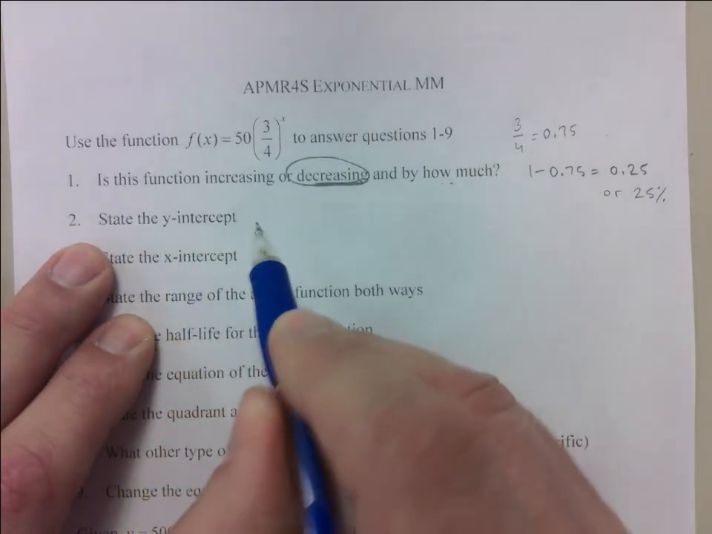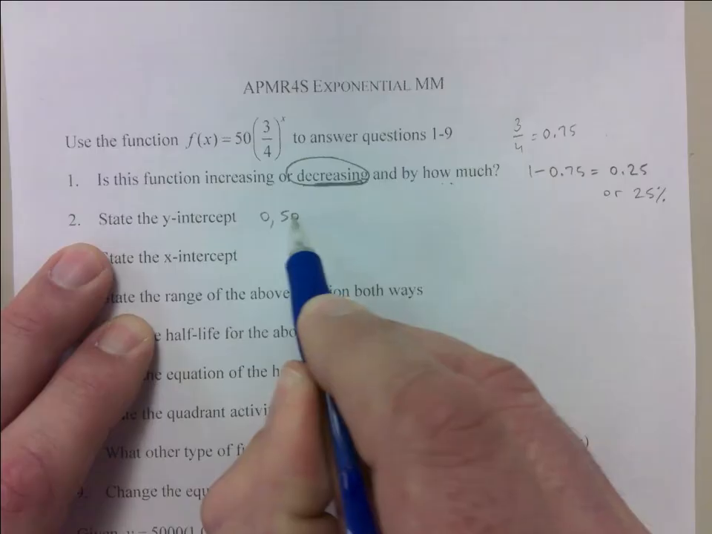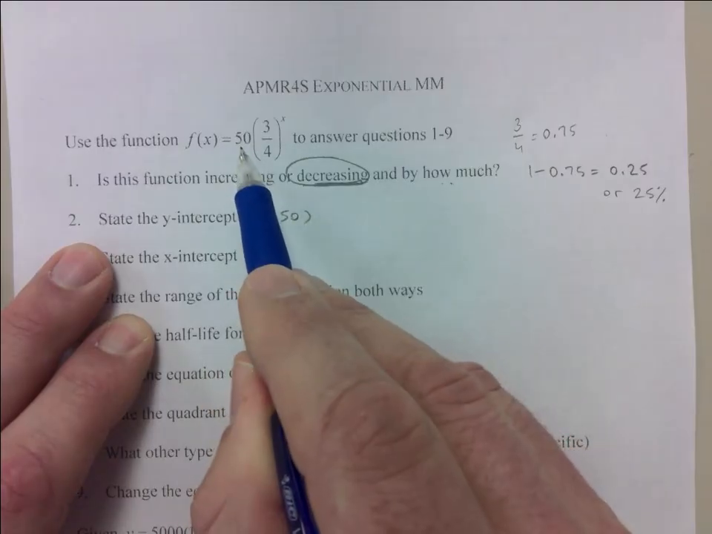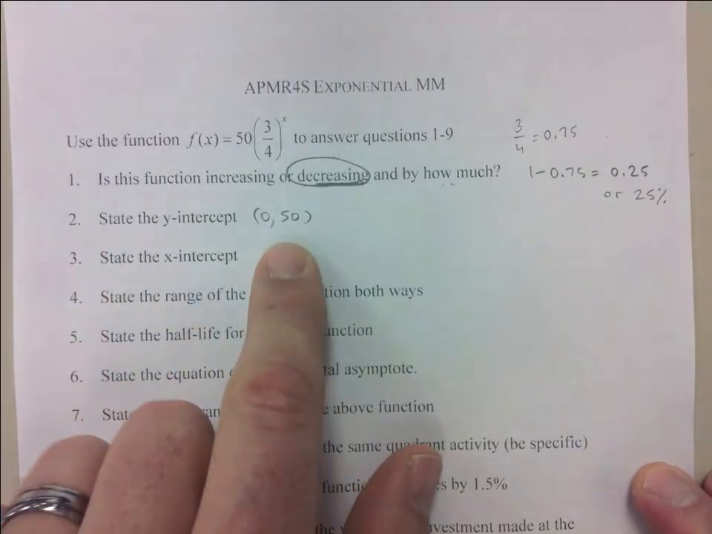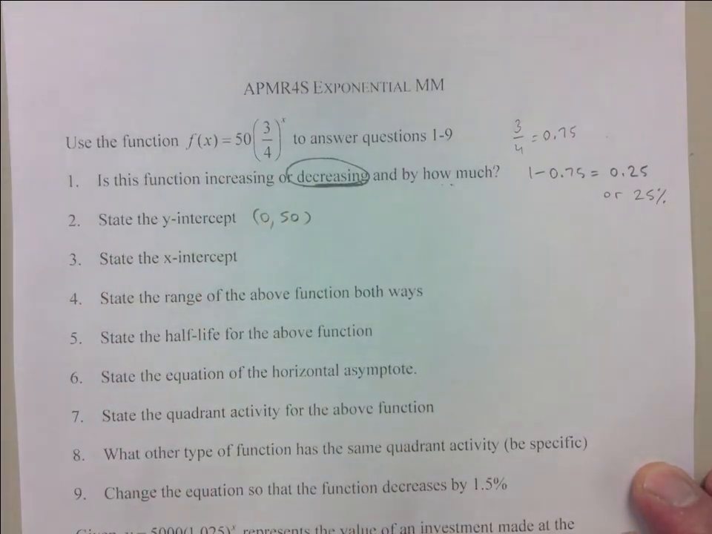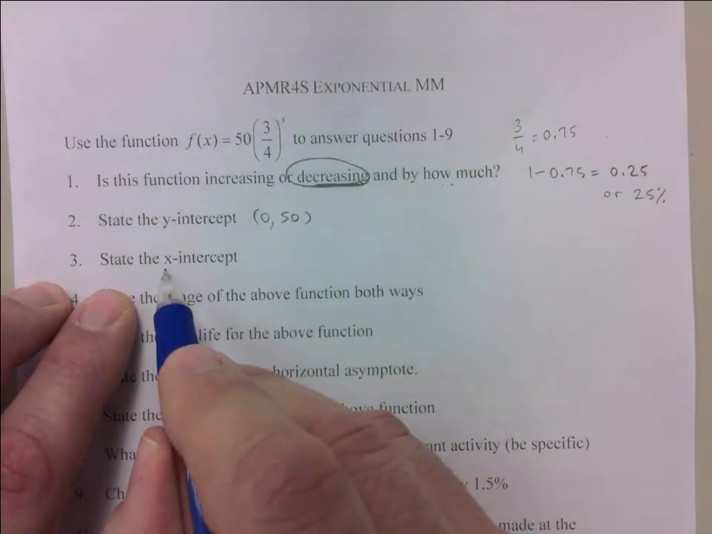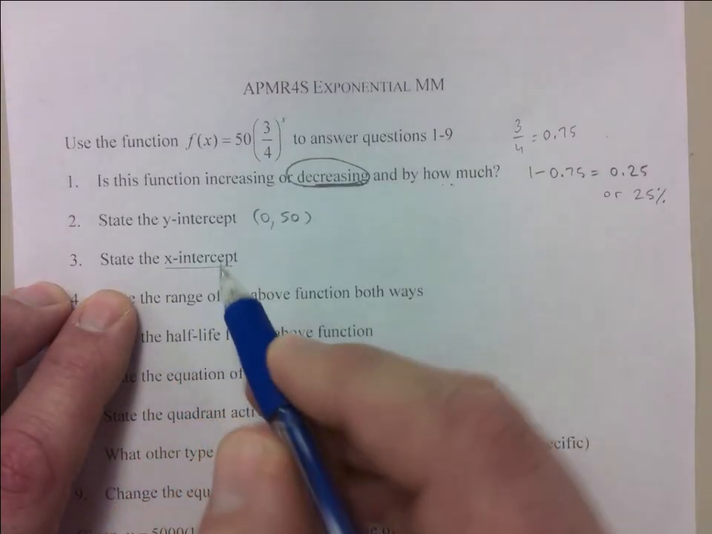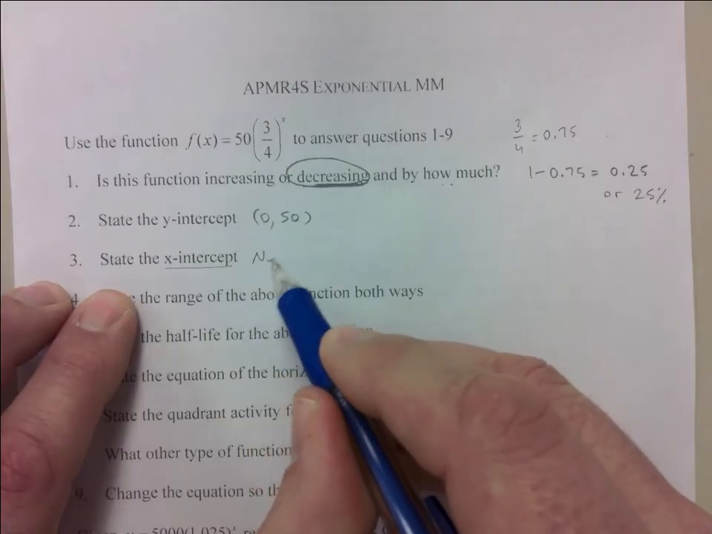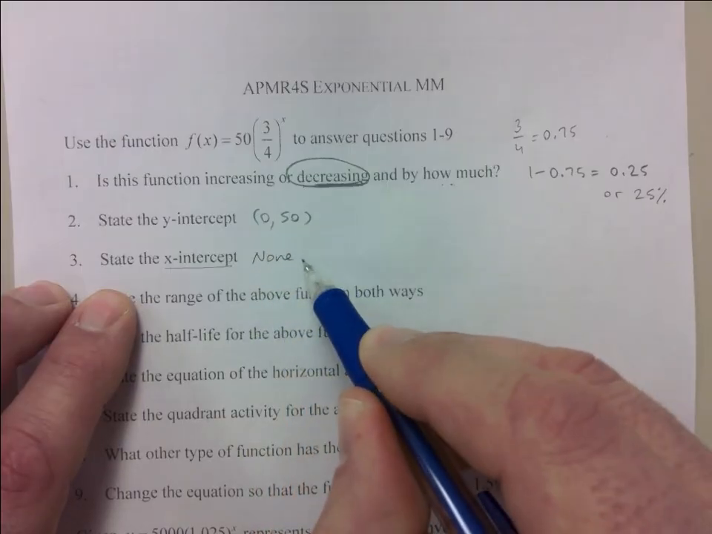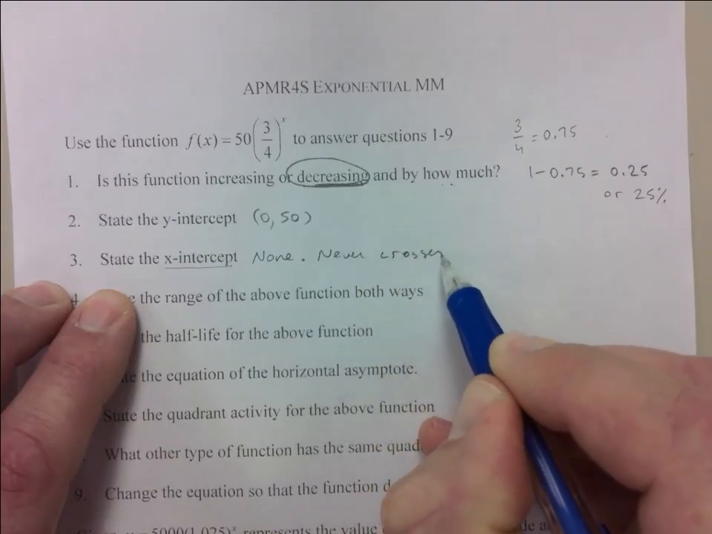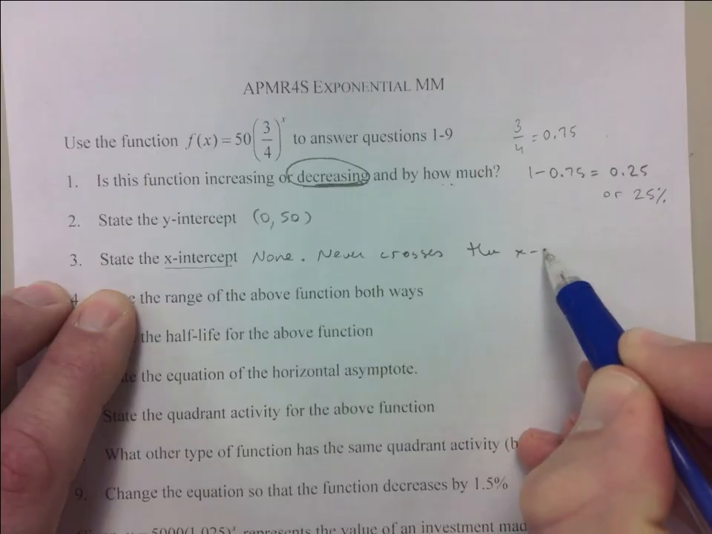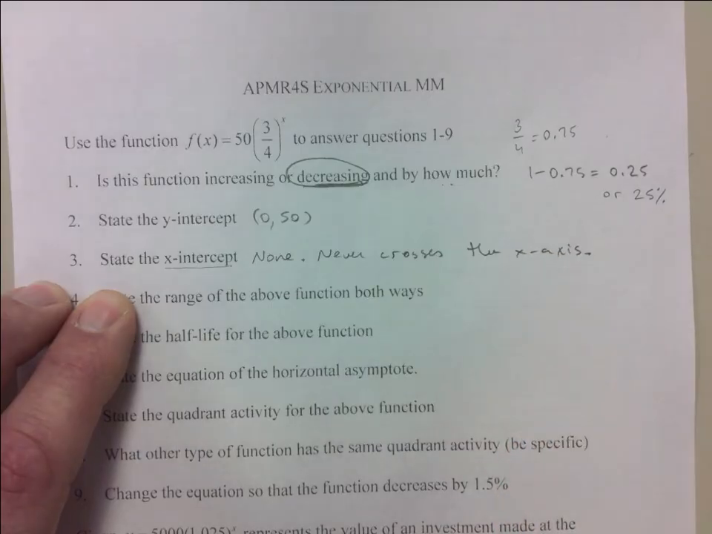State the y-intercept. The y-intercept is simply taken from the equation, right? Whether you use your calculator or not, I was hoping that you were going to start using it less. State the x-intercept. None, right? None. Never crosses the x-axis. There's an asymptote there.